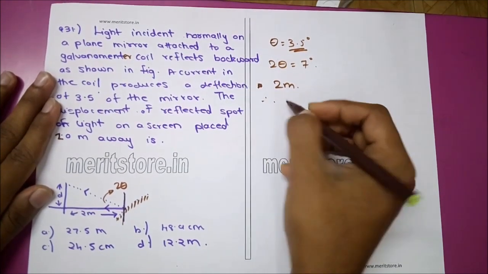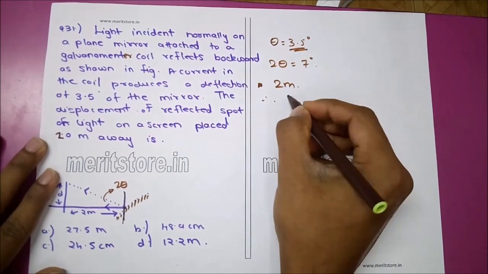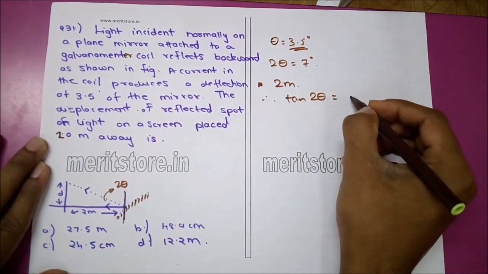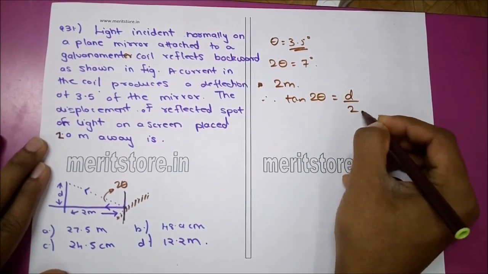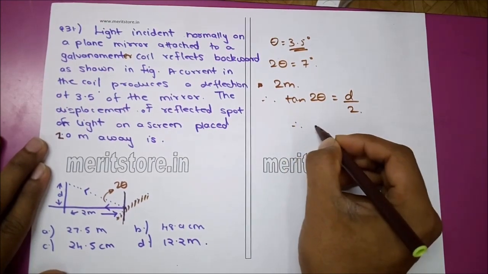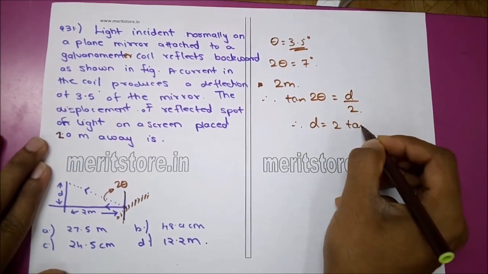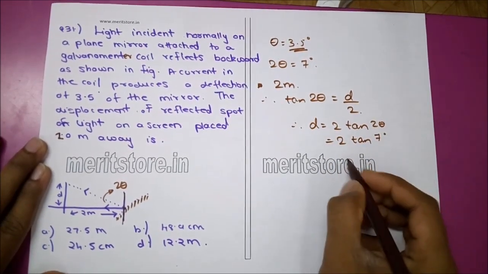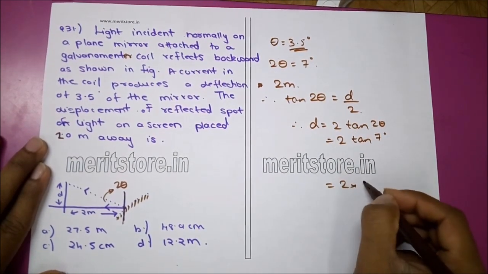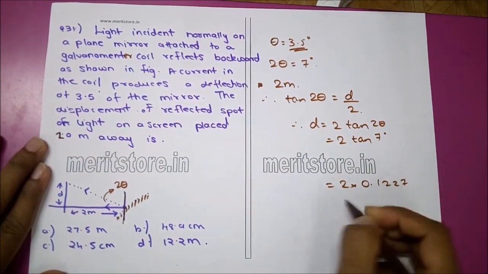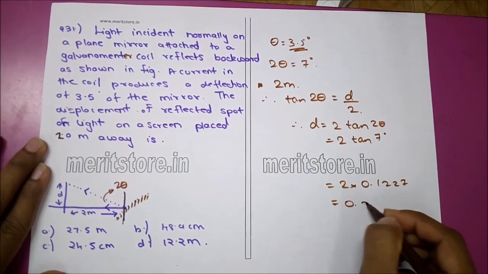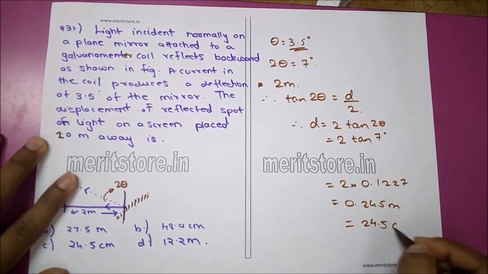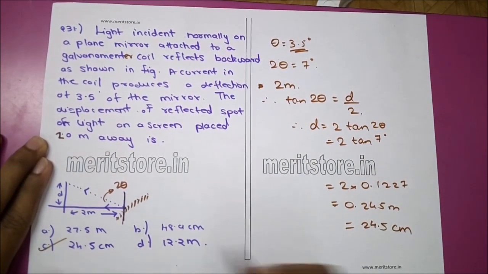So therefore tan of 2 theta is equal to d, that is opposite, upon 2. So therefore d is equal to 2 into tan of 2 theta, that is 2 times tan of 7 degrees. Now tan 7 degrees is 0.1227. So that is equal to 0.245 meters, that is 24.5 centimeters. Hence option C is the correct answer.